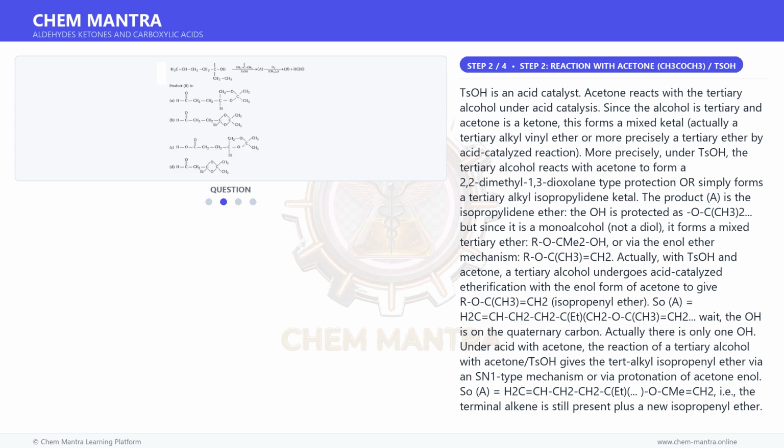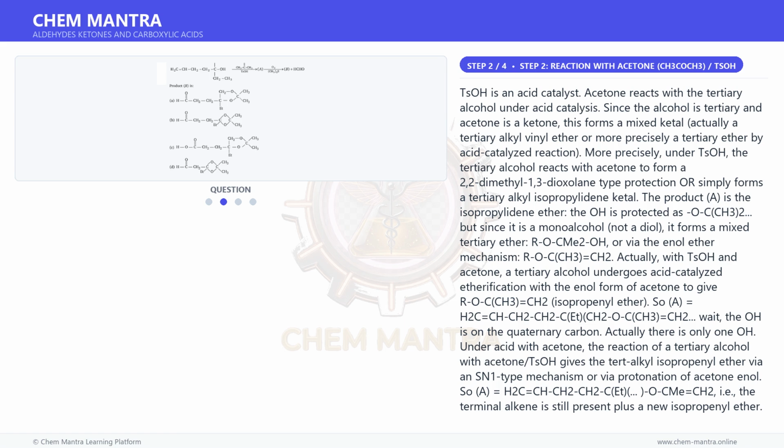Moving on to the next step. TsOH is an acid catalyst. Acetone reacts with the tertiary alcohol under acid catalysis. Since the alcohol is tertiary and acetone is a ketone, this forms a mixed ketal, actually a tertiary alkyl vinyl ether, or more precisely a tertiary ether by acid-catalyzed reaction. More precisely, under TsOH, the tertiary alcohol reacts with acetone to form a 2,2-dimethyl-1,3-dioxolane type protection, or simply forms a tertiary alkyl isopropylidene ketal. The product, A, is the isopropylidene ether.